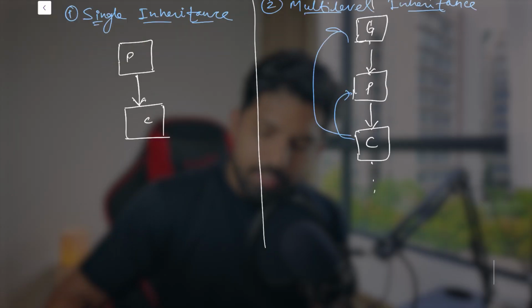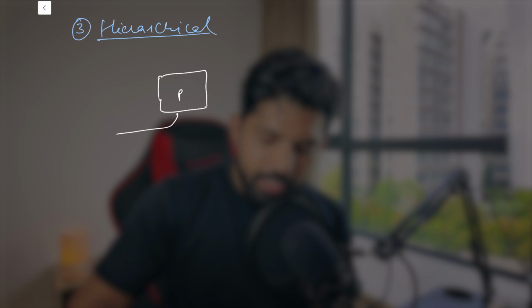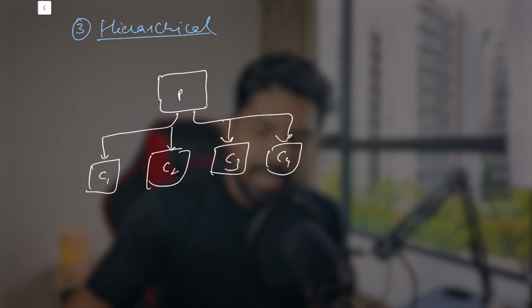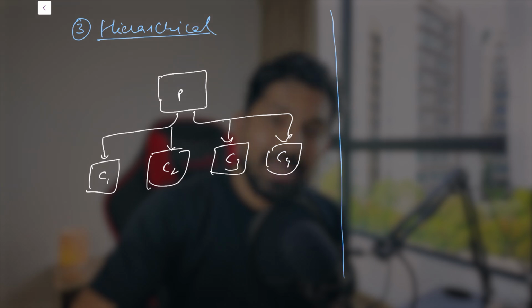Then the third type of inheritance is hierarchical. Here, let's say we have a parent class and these parents are a little bit more romantic, so they have multiple children, you can say C1, C2, C3, C4. That's it. So this is hierarchical inheritance. The fourth one is multiple inheritance.